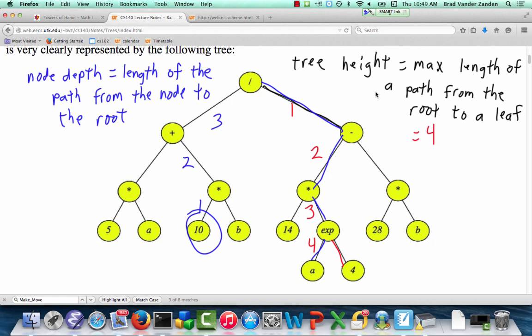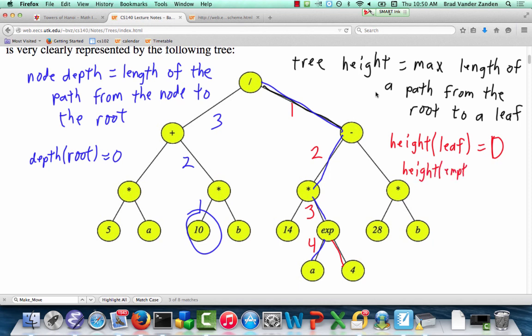Okay, and we have certain default values. We say that the depth of the root is equal to 0, because we say that the length of the path from the root to itself is 0. And we say that the height of a leaf is 0. And the height of an empty tree is -1.